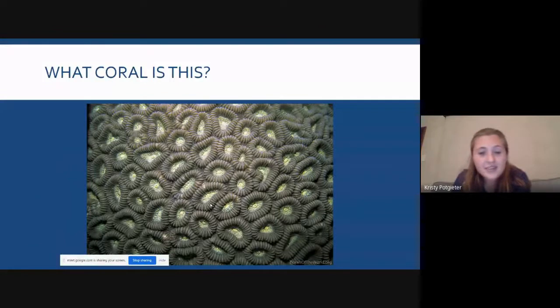This is one of the ones that we like to get confused. Let's have a look. We've got oval-shaped polyps with really thick walls, and we can see that the walls are not shared. You can see there's that little valley in between each polyp and its neighbor. So if you guessed favia, you are correct.